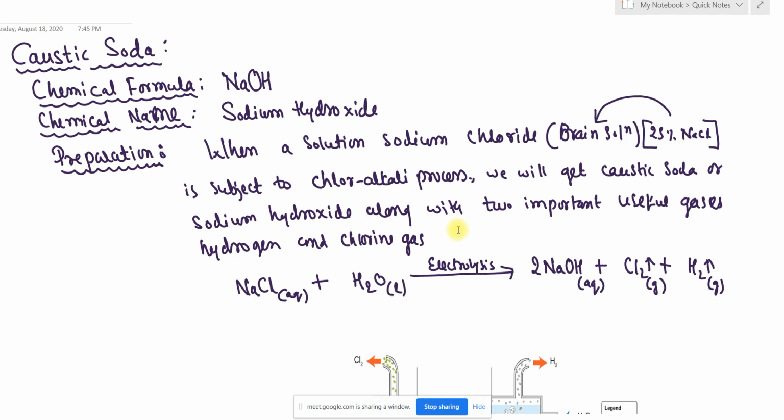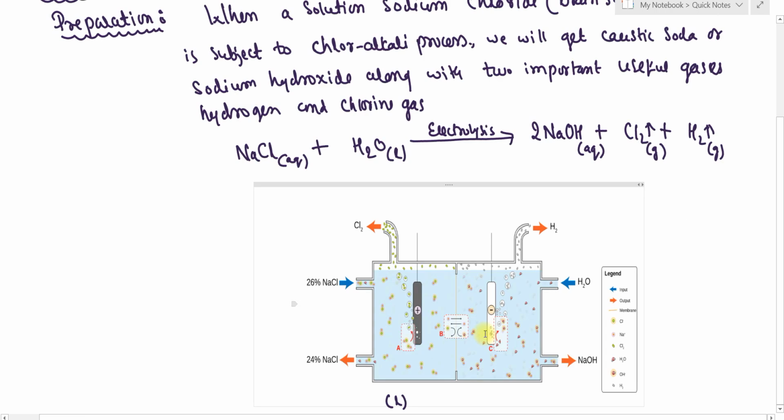The preparation of sodium hydroxide or caustic soda is done when a solution of sodium chloride, that is brine solution, which is 23 or 24 percent sodium chloride, is subjected to the chloralkali process. So what is the chloralkali process, students? Here we are going to see the diagram. This diagram is the chloralkali process diagram.